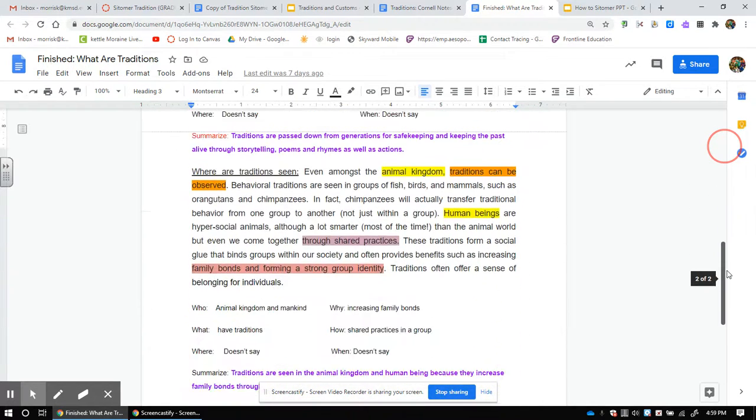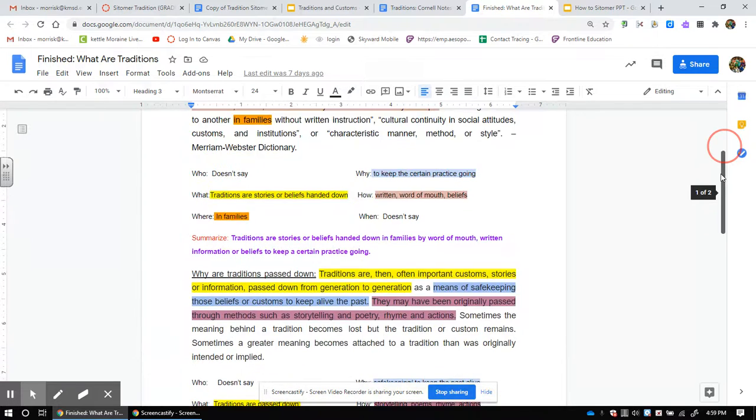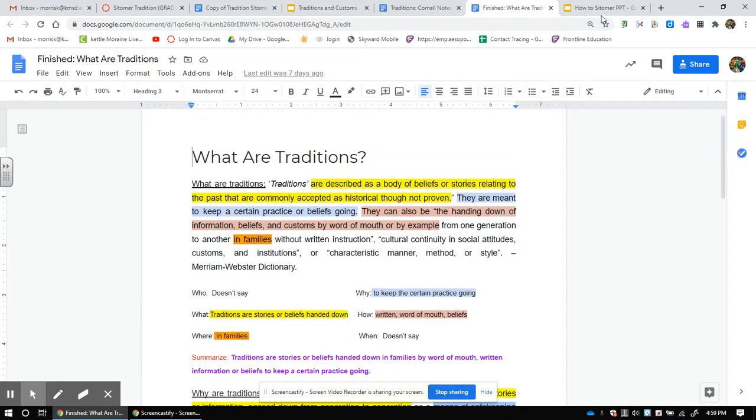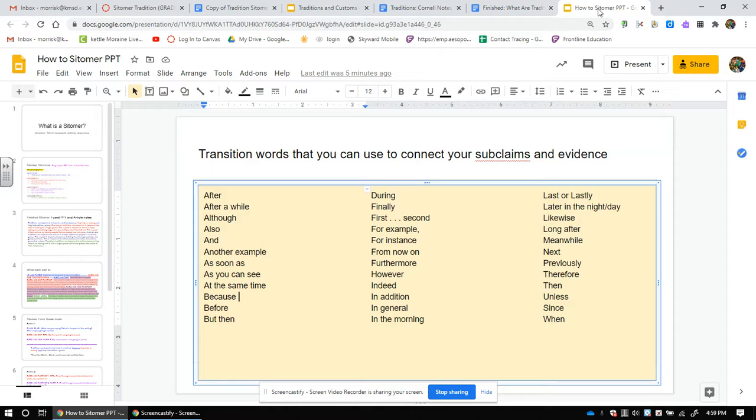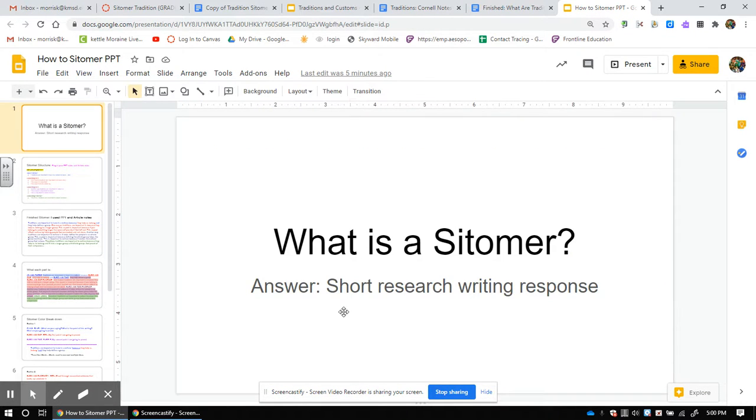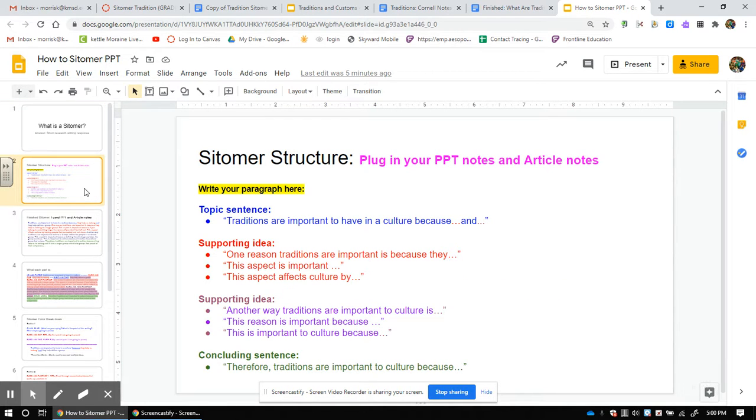We're going to take this stuff, and we are going to plug it in. So let me show what I mean by that. Let me go back up here to the top. What is a Sitomer? A Sitomer is a short research writing response. Here's what I already showed you. So we took a look at this a second ago, and we're going to plug our PowerPoint notes and our article notes into this. Here's what I mean.